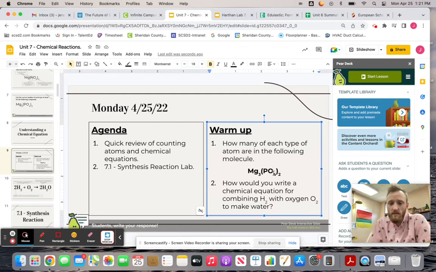Now, this is going to be really important because a lot of this lab is going to be answering the question or sticking to the idea that matter can't be just created or destroyed. We can't just gain matter. We can't just lose matter without keeping track of it. And so one way we were going to do that is with a chemical equation.